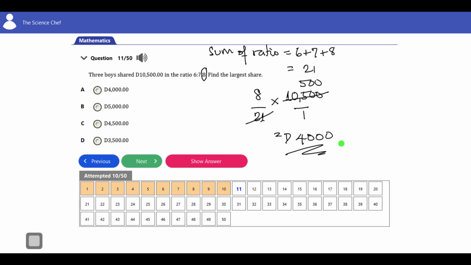But what if we are asked to find the smallest share? Same thing. The smallest value in the ratio is 6. So that's 6 over 21 times 10,500. Same thing here, that would be 500 times 6, which is $3,000, right? So since we are asked to determine the largest share, we go with $4,000, which is option A.